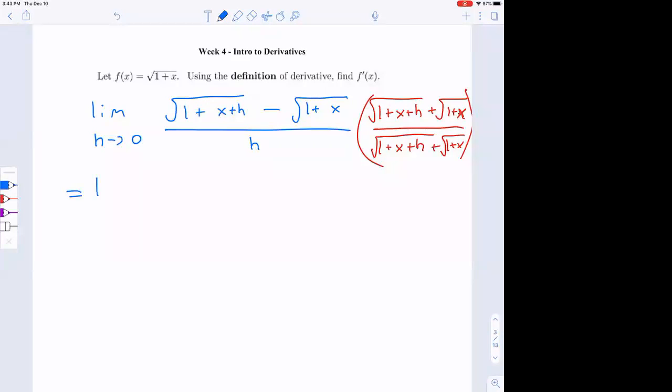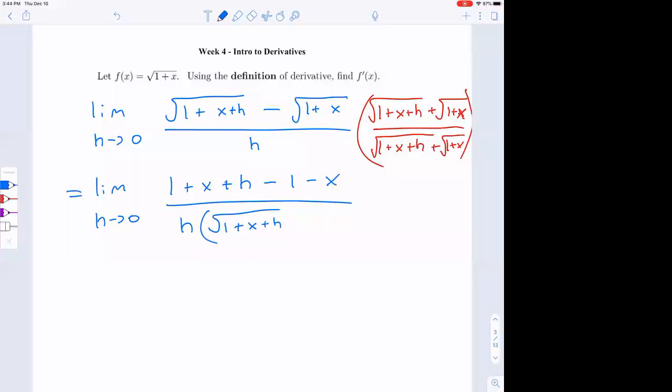Okay, so we have a limit as h goes to 0. So in the numerator, we got to use our difference of squares. So we can square and take the difference. So we have 1 plus x plus h minus 1 minus x, and that's all over h. And then the square root of everything that was left over, that mess: square root of 1 plus x plus h, plus square root of 1 plus x.